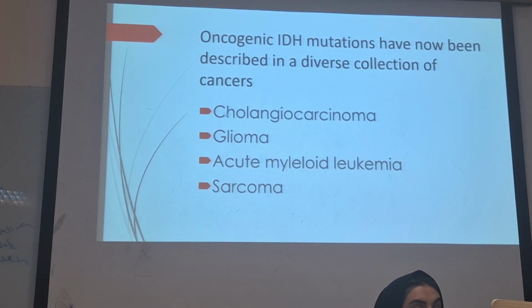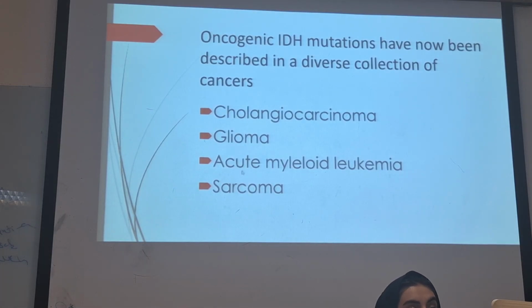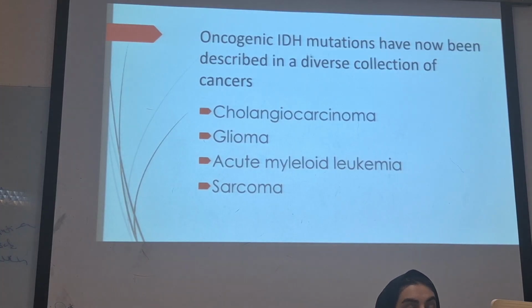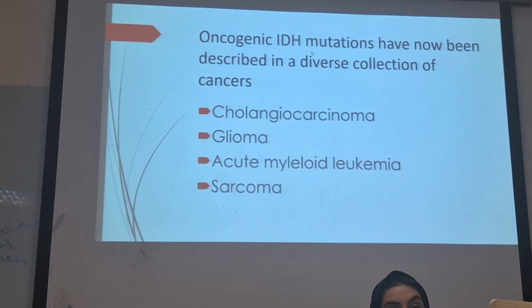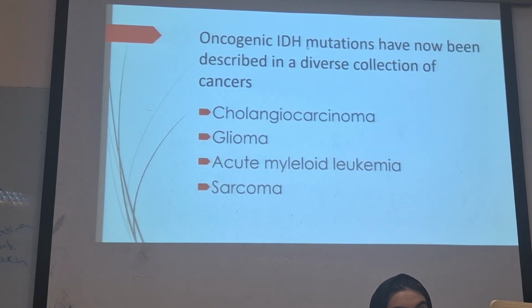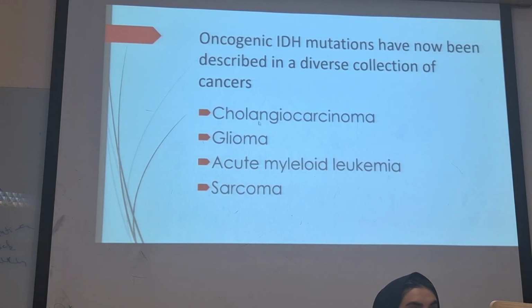Yes. And there are some other important carcinomas in which we can find IDH mutations. For example, in cholangiocarcinoma, glioma, as I said before, acute myeloid leukemia, and many types of sarcoma, we can find the IDH mutation. So after finding this mutation, we can use the drugs that can improve the function of IDH.